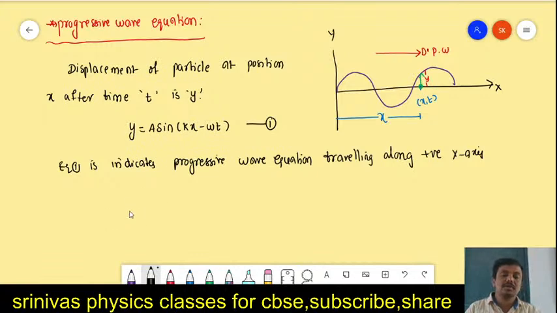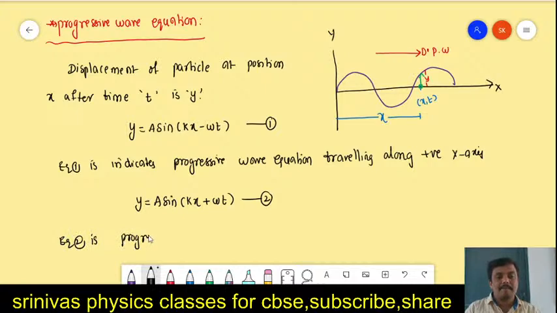Okay. Next equation, we write displacement of particle y is equal to a sine kx plus omega t. This equation 2 indicates that it is also a progressive wave equation. Wave equation is nothing but a particle displacement equation. The particle is in SHM. In SHM we write in the function of sine or cos. A is the amplitude we discussed already, right? Equation 2 is the progressive wave equation traveling along negative x-axis.